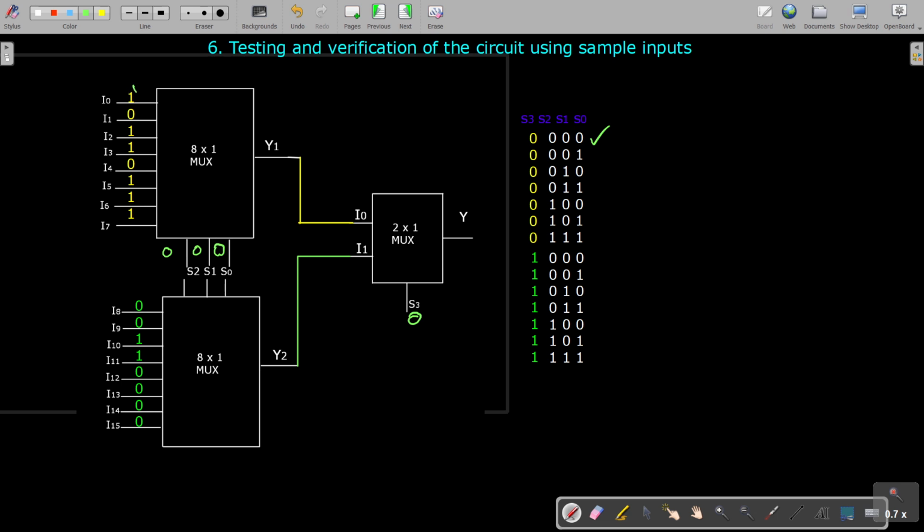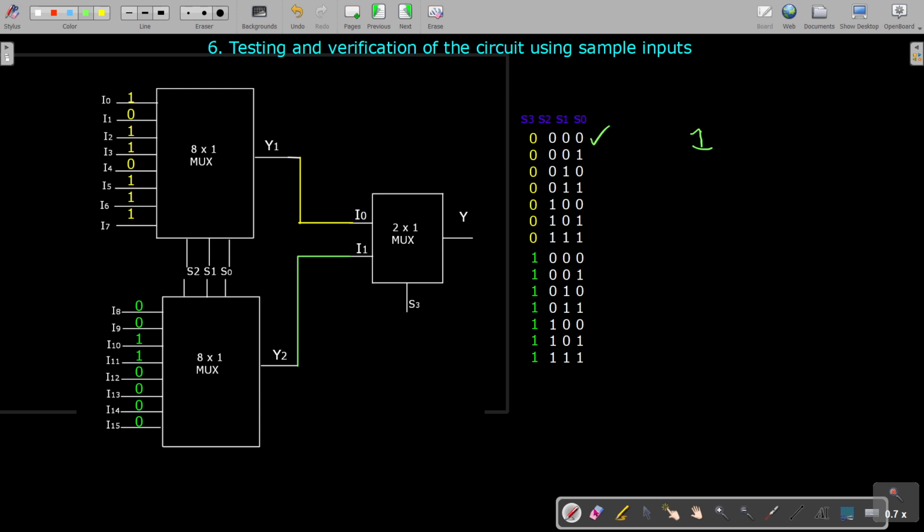So this line will be selected, this line will be selected, and both will be connected here. So that here we have the input at this I0 as 1, so Y1 is equal to 1. I8 is equal to 0, so Y2 is equal to 0. And because of this 0, this I0 is selected and it is being connected. So this 1 will be transferred here. So the output is equal to 1 in this case.